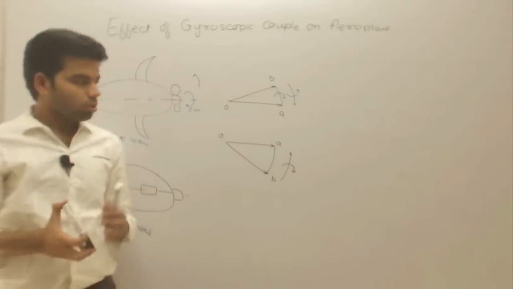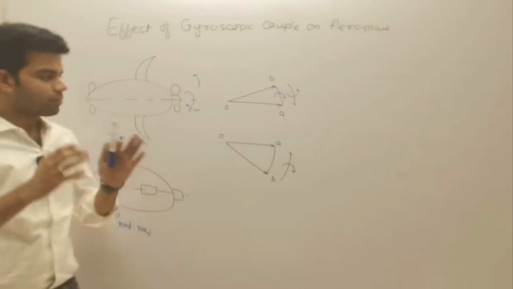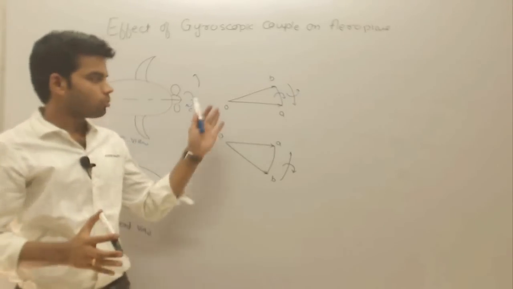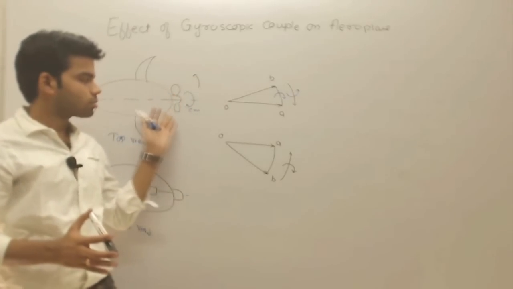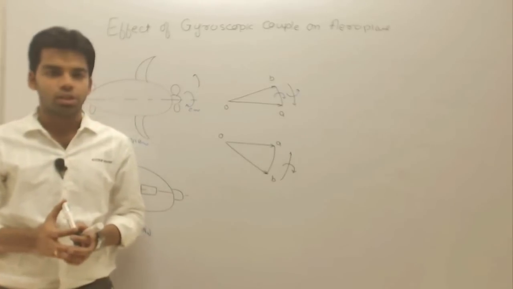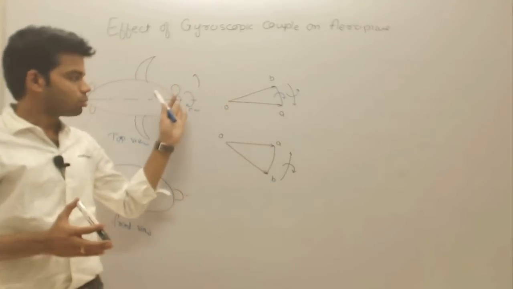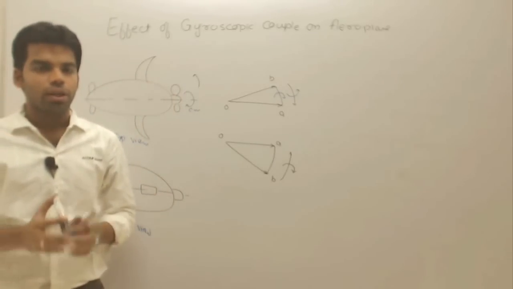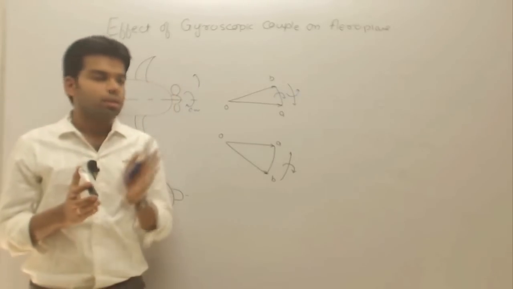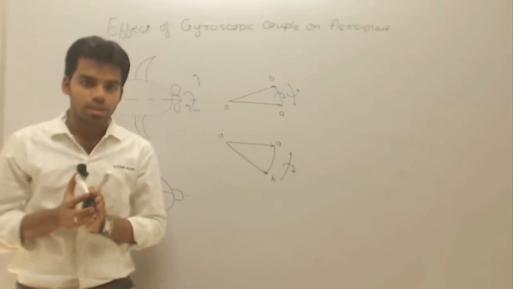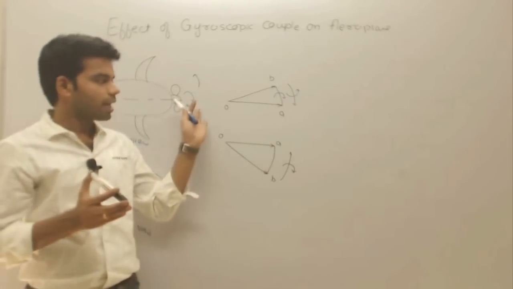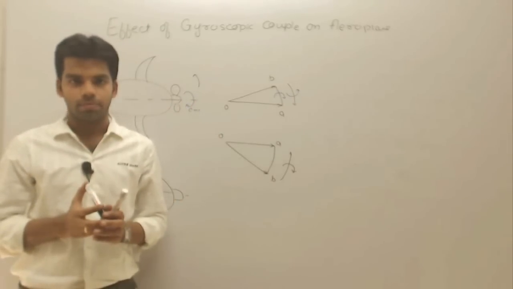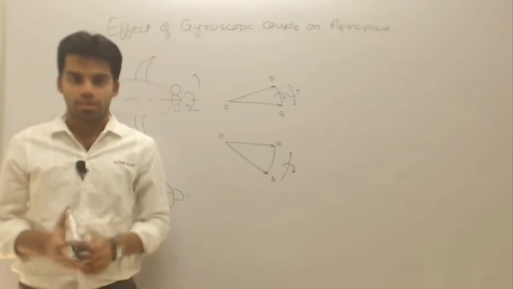Okay, so if I summarize this, when the aeroplane is taking a left turn and this rotor is rotating in a clockwise direction, then the nose will rise and the tail will lower down. Okay, and if either the direction of the rotor is changing or the direction of the plane is changing, it will inverse the effect.